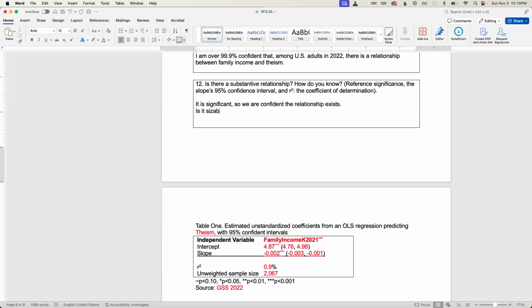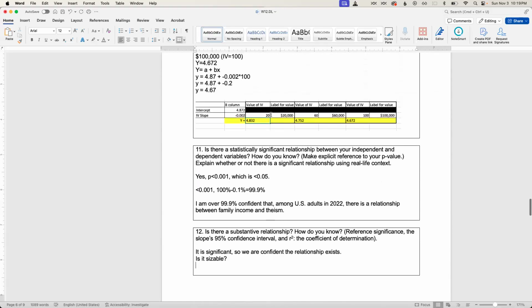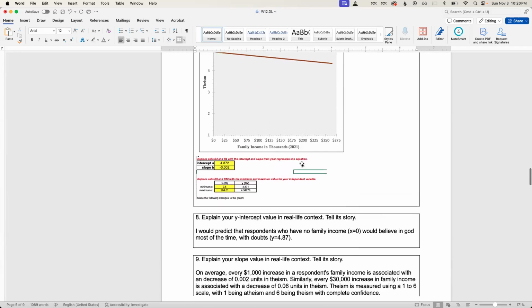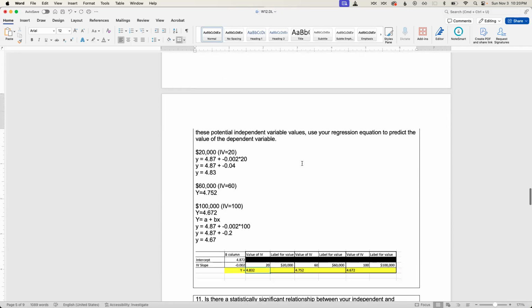For this, we're going to look at two things. We're going to look at the slope. So we're seeing how much it goes up and changes. As you go from a lower family income to a higher family income, does it substantively decrease? How steep is this slope? We want to think about that in context. What does it mean to go from a 4.8 to a 4.5? Is that substantive? However, this is the slope of 0.002.